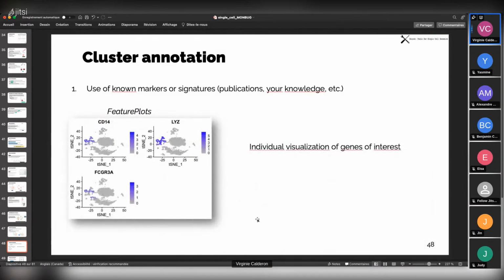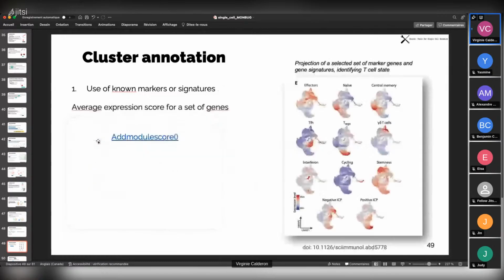So if you use known markers or signatures, usually the biologist gives you a list of genes of interest, and you just draw the feature plots. Here I have my projection, the t-SNE, and 3 markers. I will say that these 3 markers are expressed here in this cluster, so I can associate these cells to this subtype. So this is really straightforward.